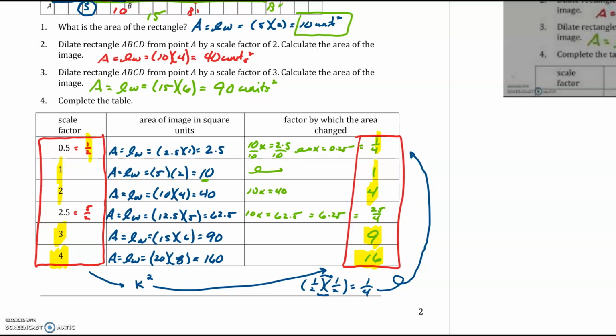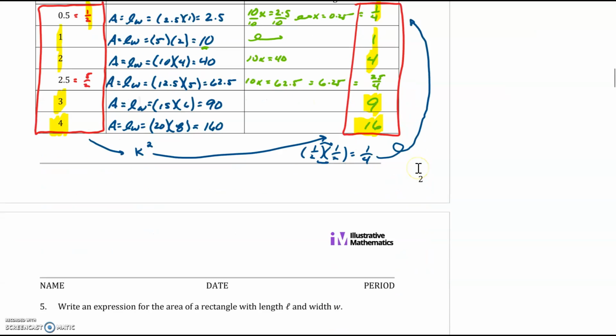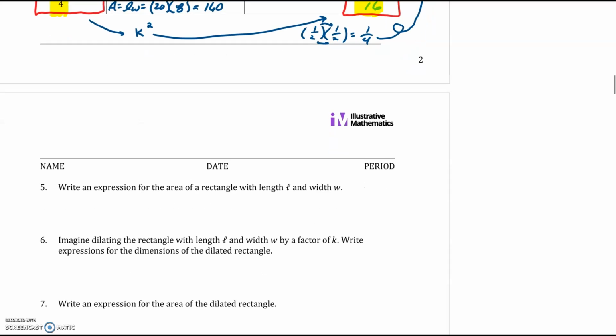All right, this is a continuation of the last video, Unit 5, Lesson 4. We're going to continue with problem 4.2 here. We're going to use all of this information that we gathered in this table, and try and make sense of it algebraically.